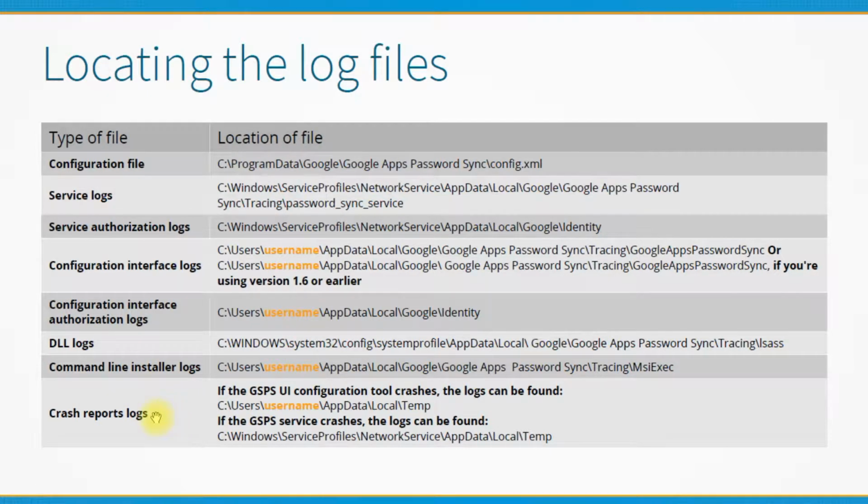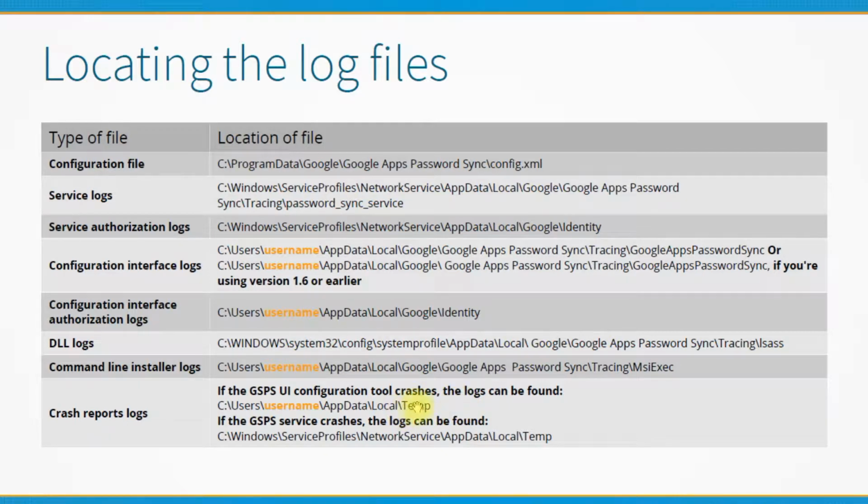Finally, you have the crash reports log, and these logs are generic, or basically they come with every service that is installed on the Windows server or in Windows in general. So you have to go to C Windows Service Profiles, Network Service, AppData, Local Temp to find the crash log files. This path is for the service, and the other path is C users, then the username, AppData, Local Temp. This path is for the configuration tool, the graphical interface crashing logs.